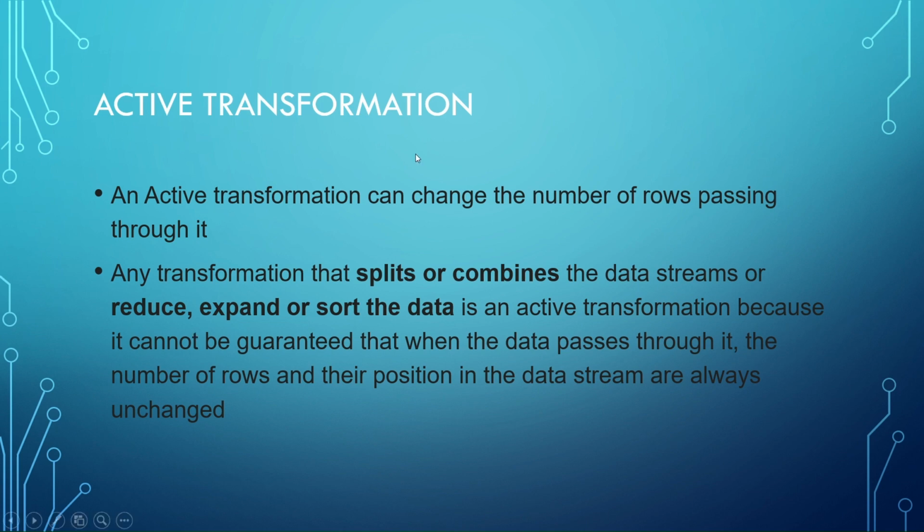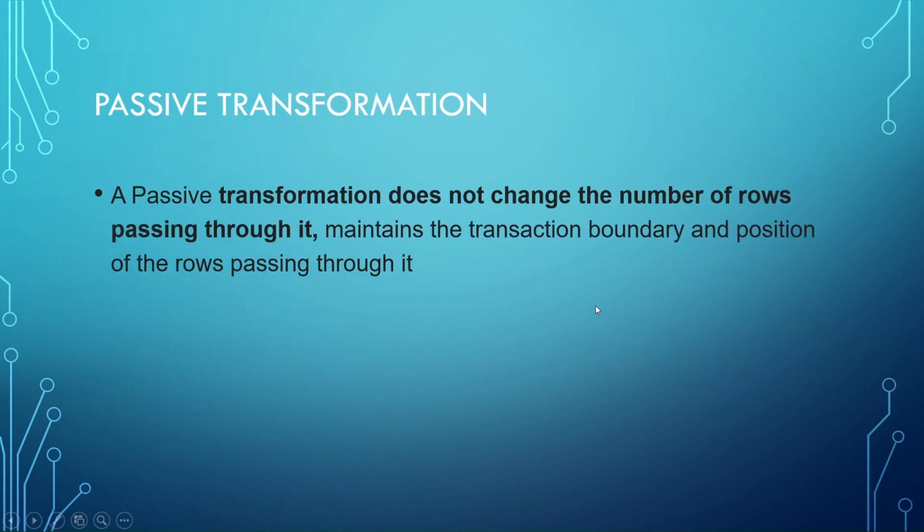Now, a passive transformation does not change the number of rows passing through it to our target. It just maintains the position of the rows. That is called a passive transformation.